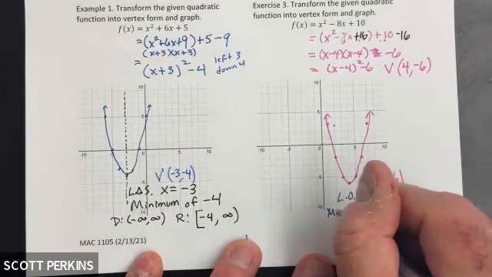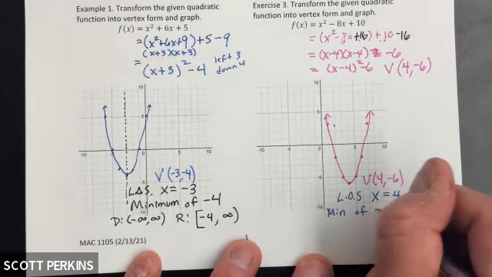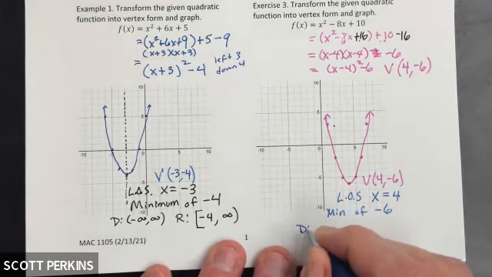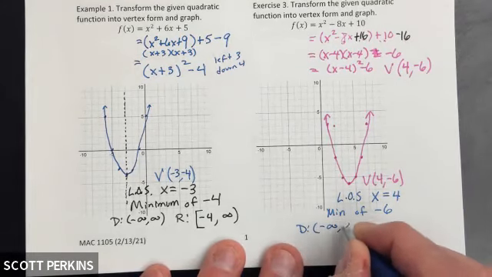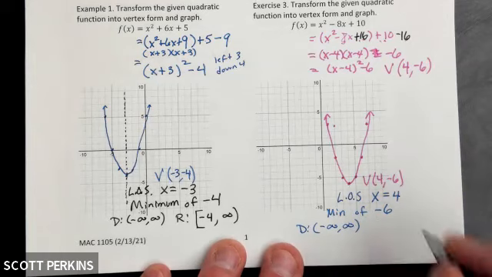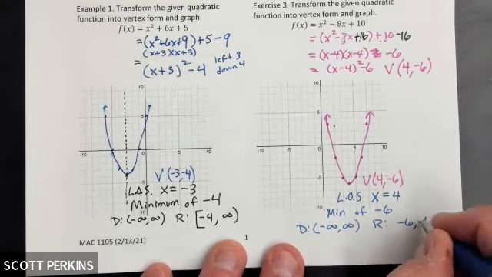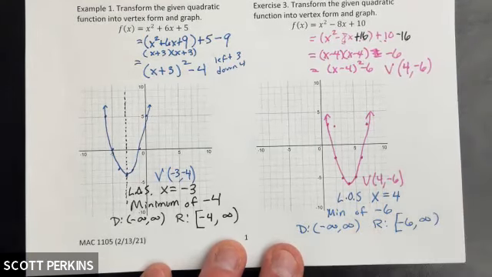Does this one have a maximum or a minimum value? Has a minimum, and what is the minimum? Perfect, thank you very much. And then last but not least, the domain and the range. The domain is boring, it's negative infinity to infinity. The range of this one, because it has a minimum value, the lower bound is -6, the upper bound is infinity, and there's that.